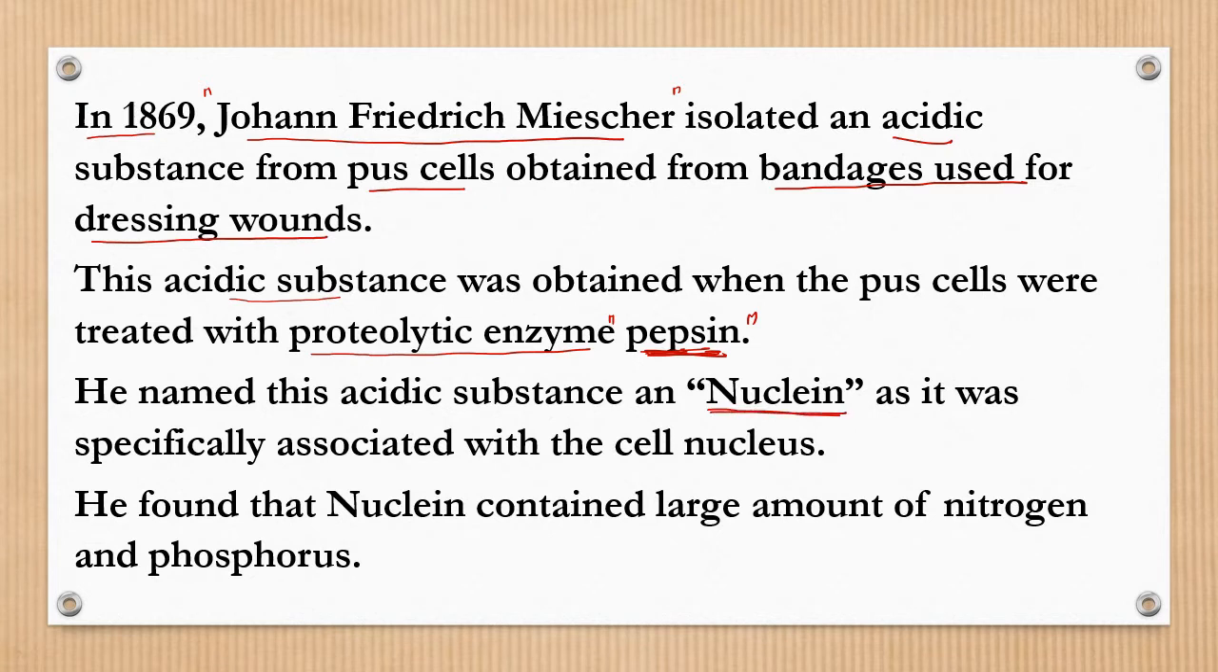Nuclein. Why did he name it nuclein? As it was specifically associated with the cell nucleus, present in the nucleus, that's why he named it nuclein. He found that nuclein contained a large amount of nitrogen and phosphorus. Not only did he call it nuclein, he also found that nuclein consists of a large amount of nitrogen as well as phosphorus.